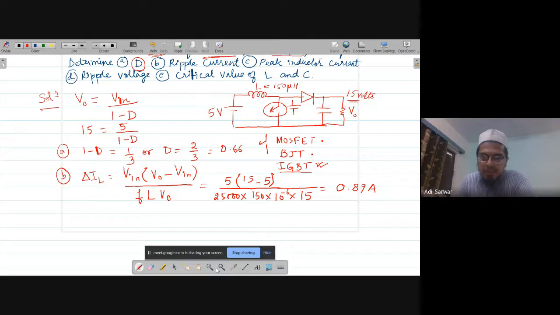Okay, so the next part of the question is to find out the peak inductor current. What is peak inductor current? So if you remember, sorry.